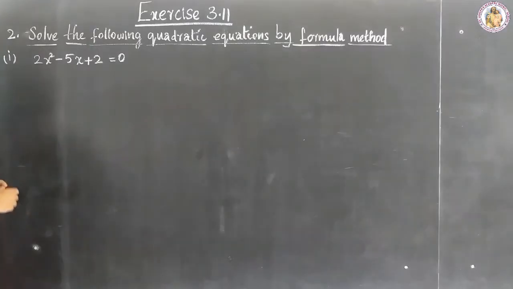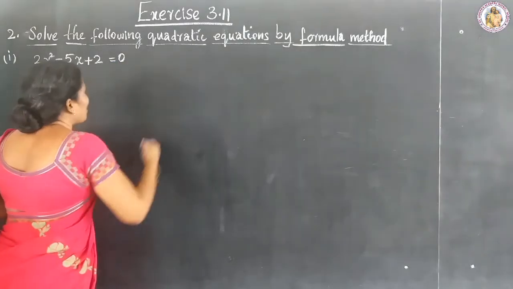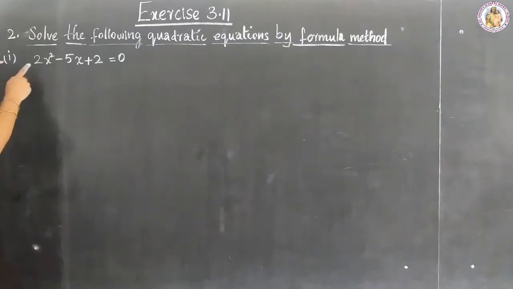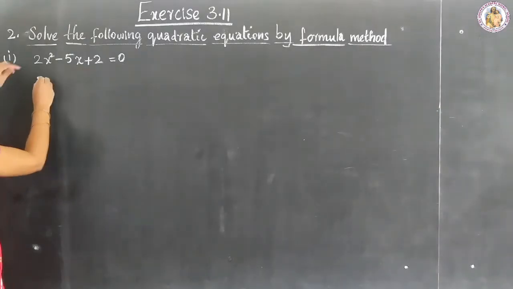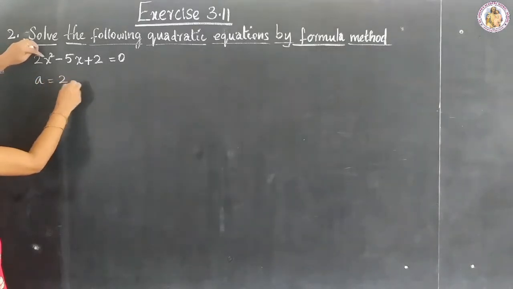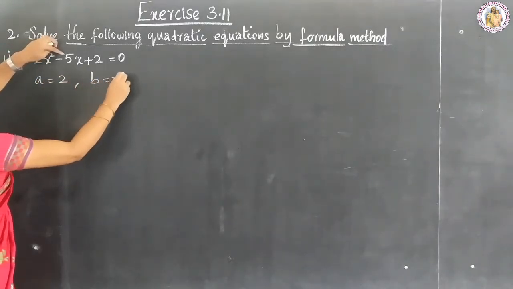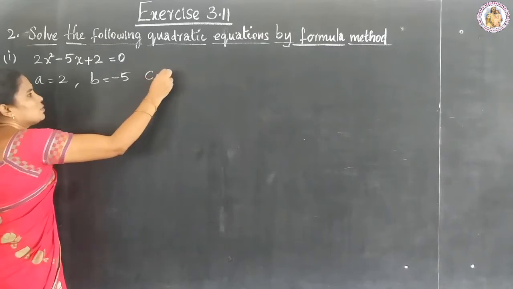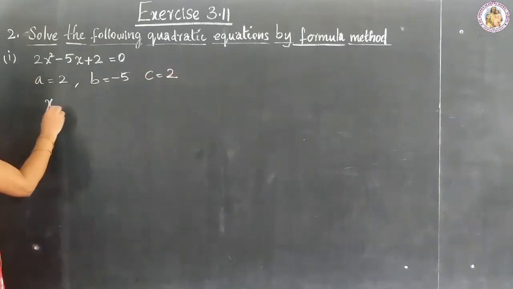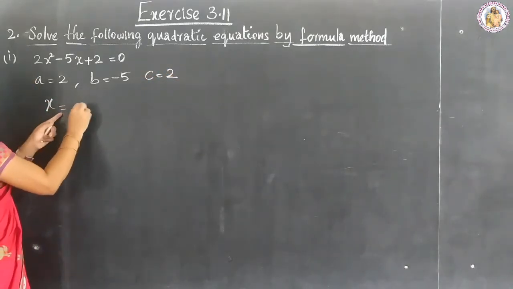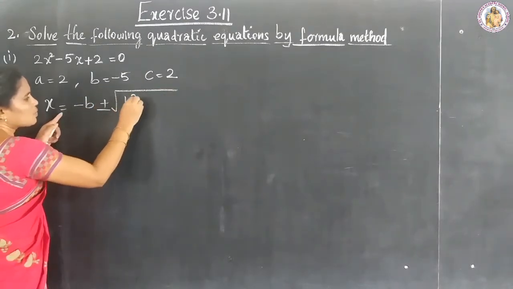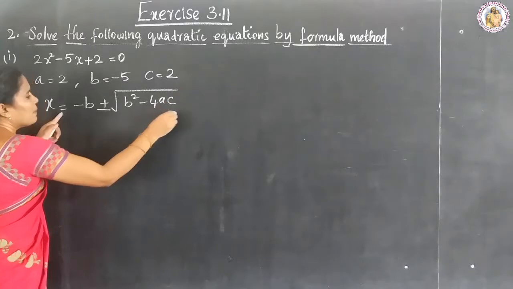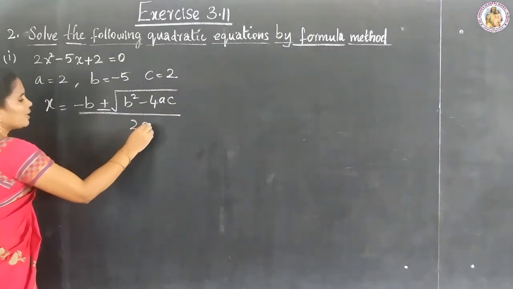Question number 2. Solve the following quadratic equations by formula method. Subquestion 1. 2x square minus 5x plus 2 is equal to 0. So a is equal to 2 and b is equal to minus 5 and c is equal to plus 2. So x is equal to minus b plus or minus square root of b square minus 4ac by 2a.